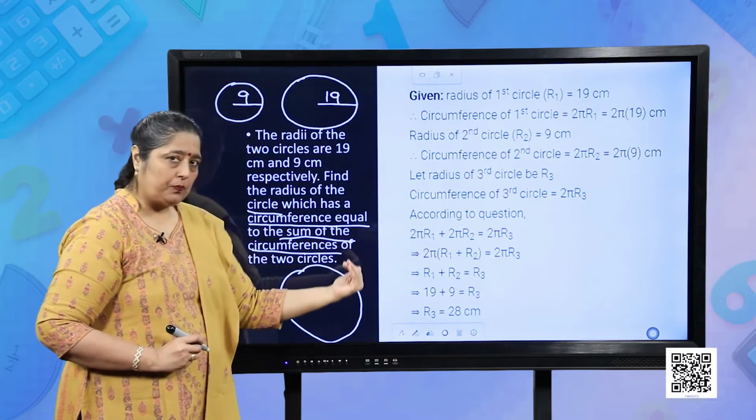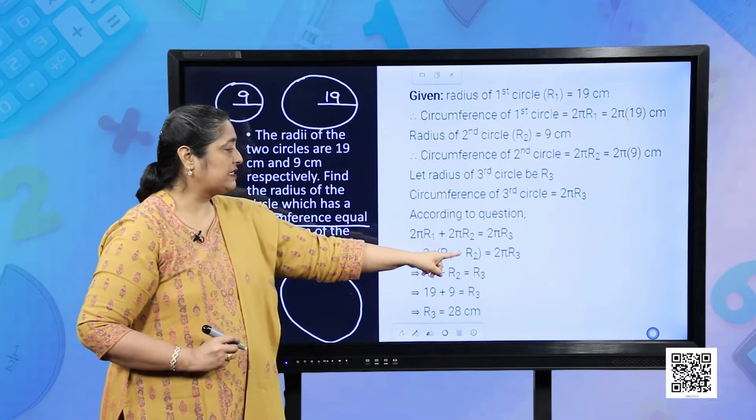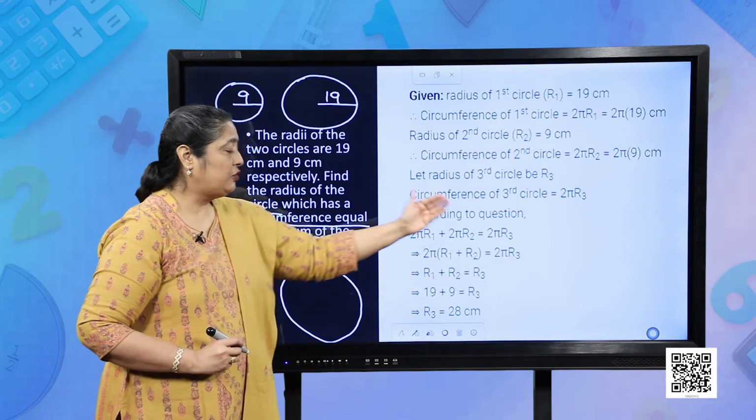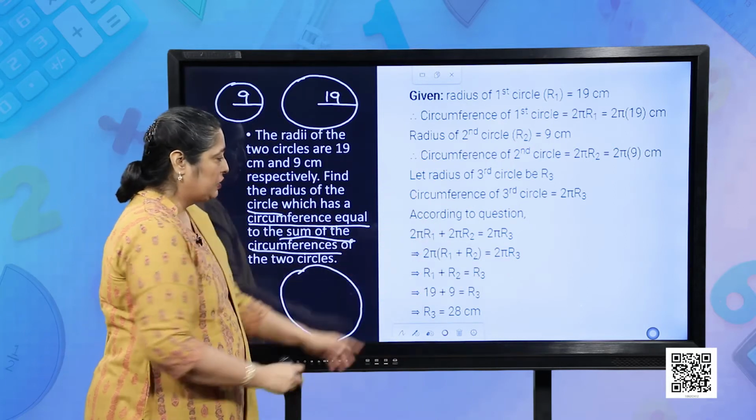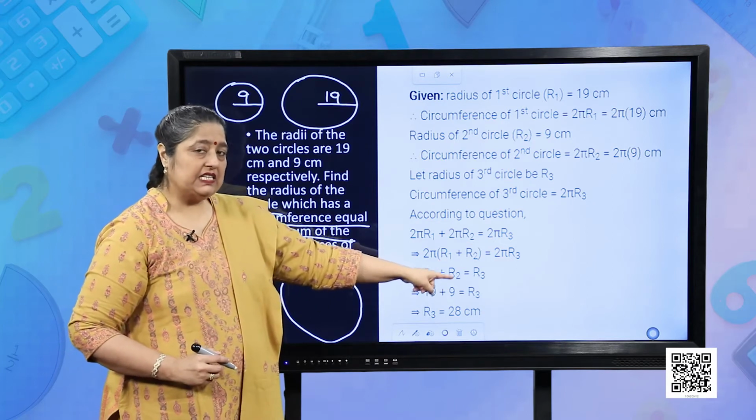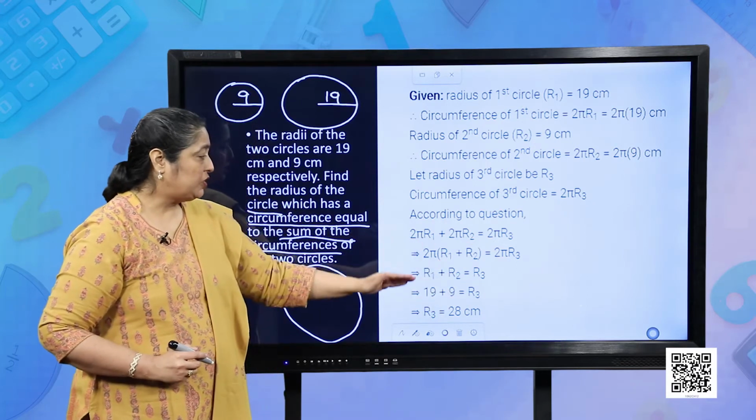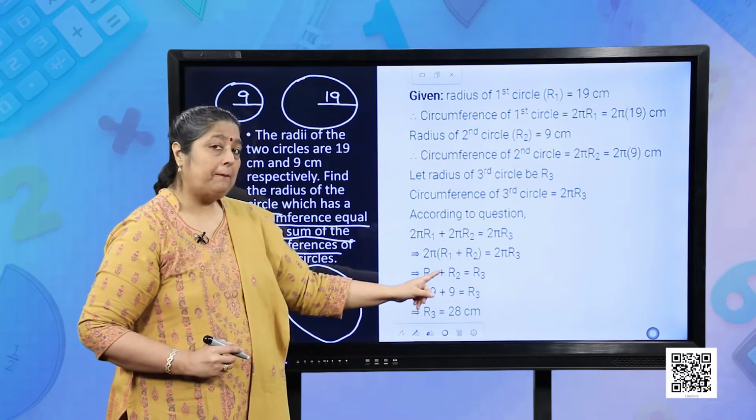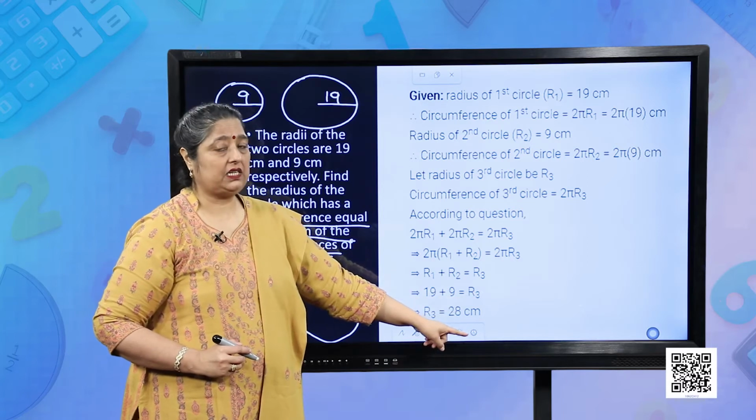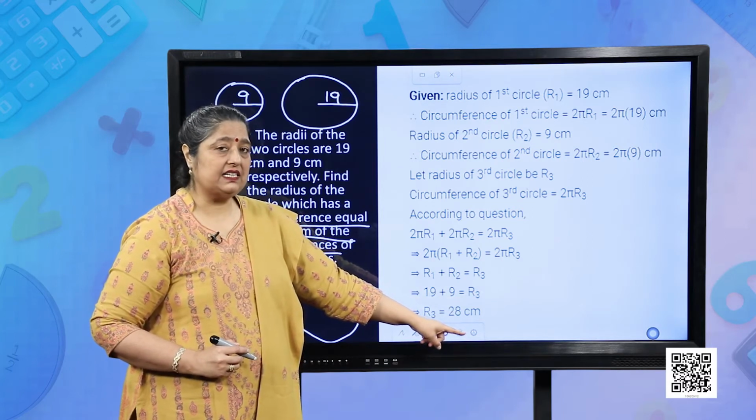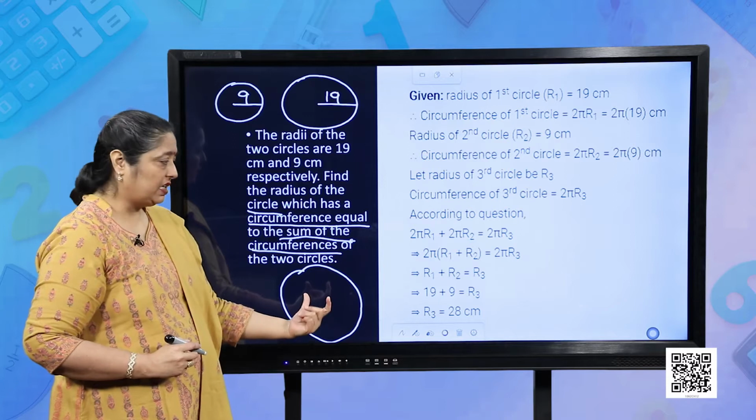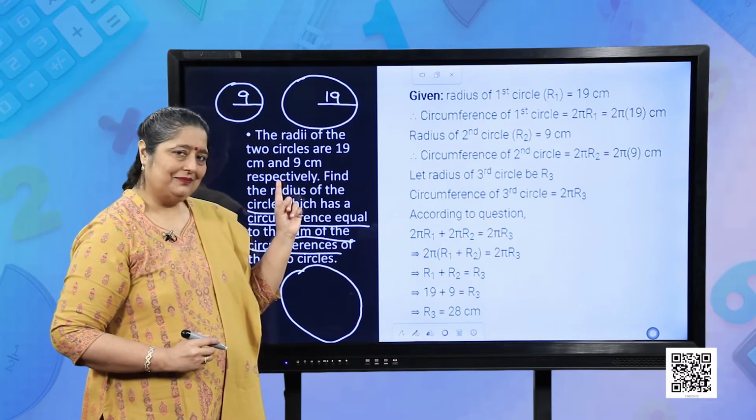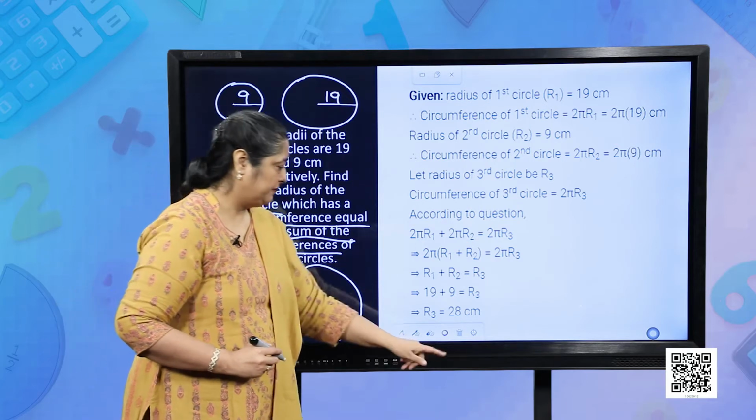Now, taking out 2 pi common, we have r1 plus r2 is equal to r3 times 2 pi. Now 2 pi and 2 pi will get cancelled. So we have r1 plus r2 is equal to r3. Substituting the values r1 as well as r2, we have 19 plus 9 is equal to r3. So the value of r3, that is radius of the third circle, will be 28 centimeter. I hope this is clear. Now let us move to the next question.